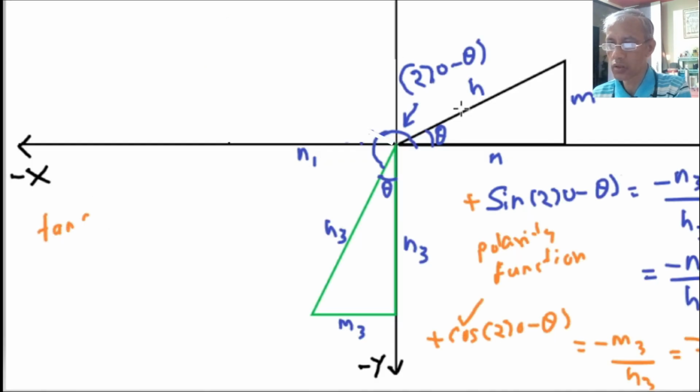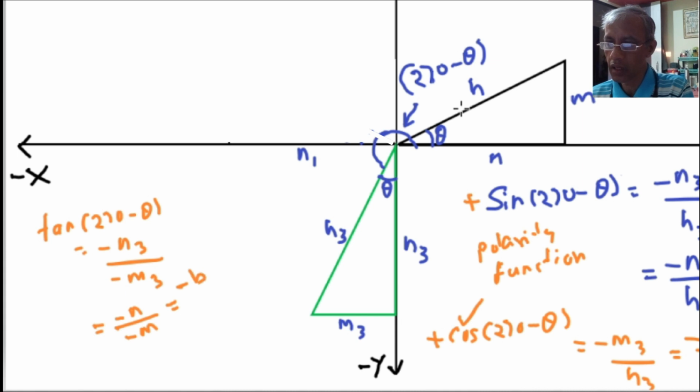Tan of 270 minus theta is equal to minus m3 upon the base, that is minus n3, which is minus of m upon the n with the negative sign, and minus of base by the minus of perpendicular, which is equal to positive of cot theta.